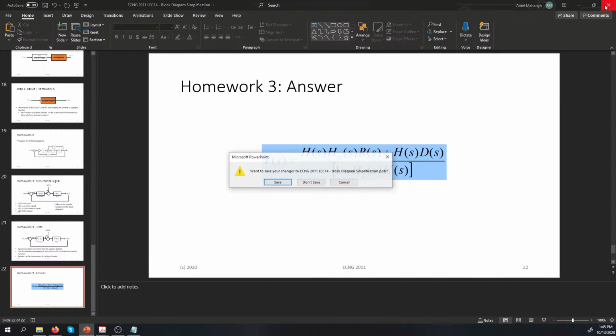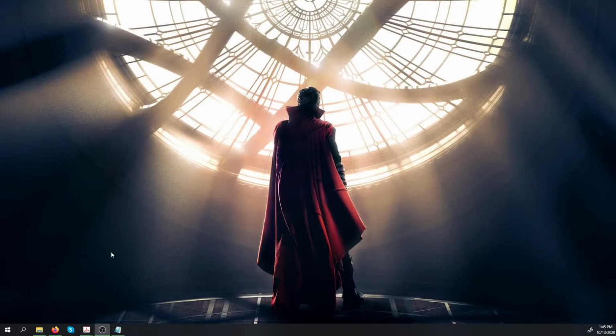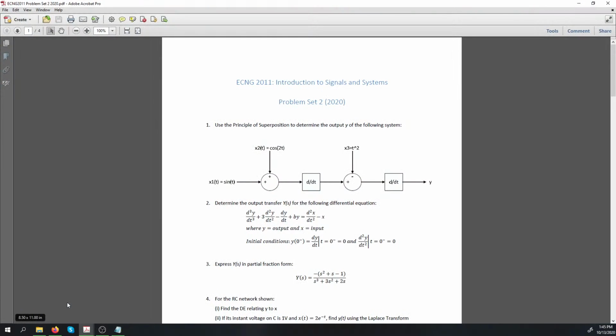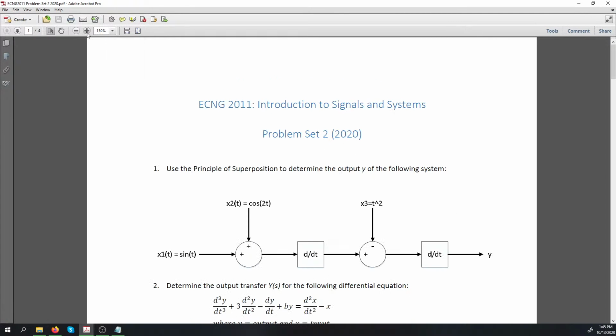So let's close this off for the time being. Bring up problem set 2. See if I can get the web page up here to show you guys the responses. Well, I did write them down accordingly. So it seems to be loading properly.